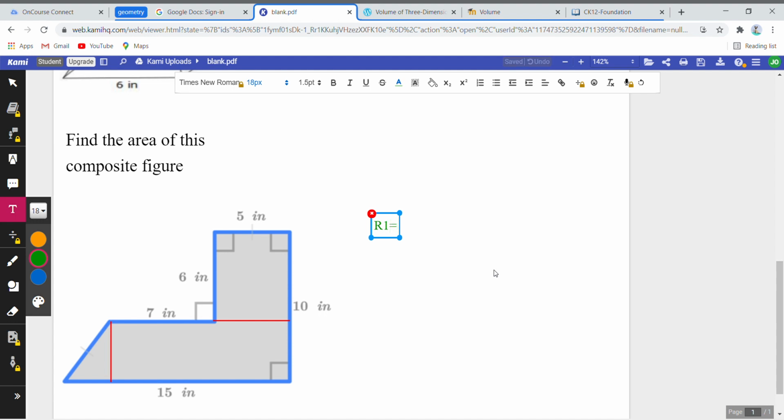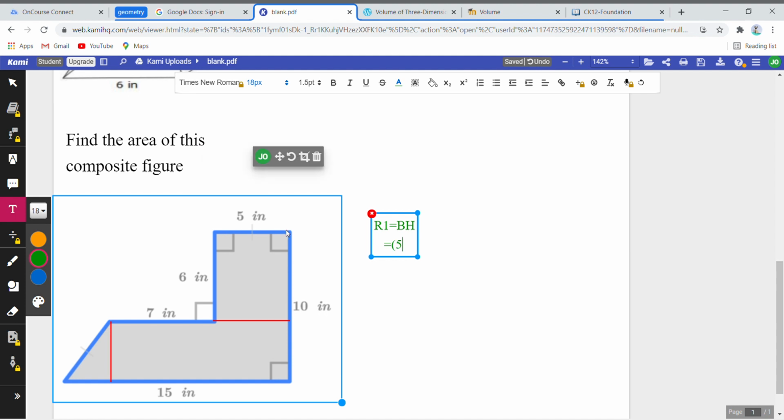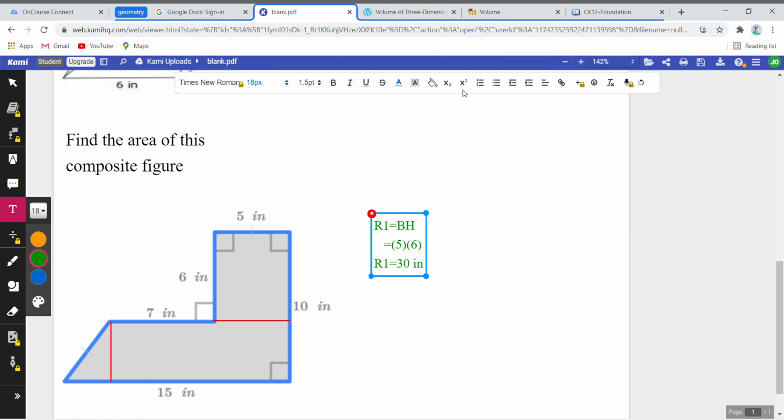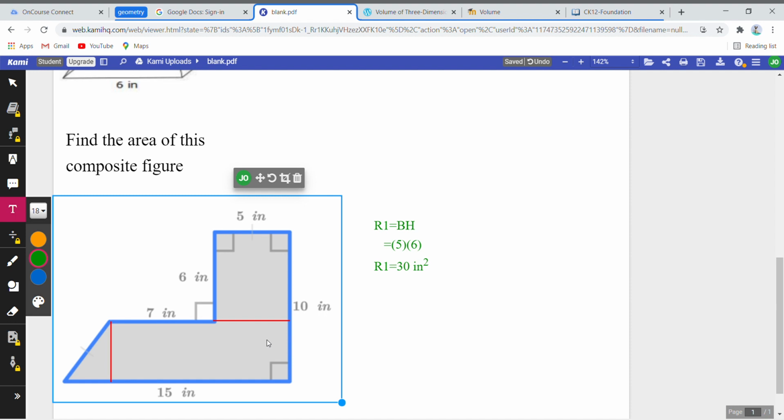So now, the formula for finding the area of a rectangle is just simple base times height. So now, if you plug in, the base is 5, and the height is 6. Luckily, it tells us directly. So now, you just need to multiply that out, and you'll get 30 inches squared, because it's area again. Alright, and now we'll do the second rectangle.